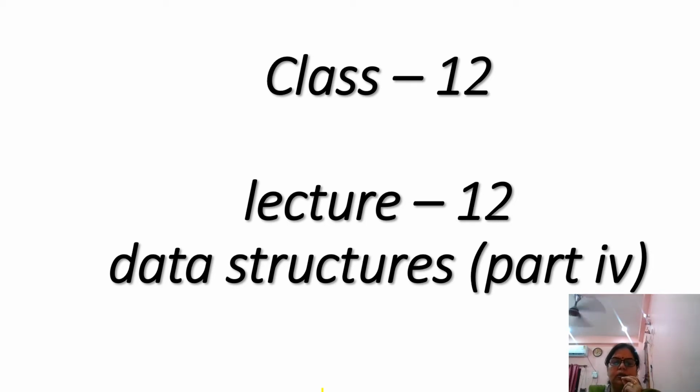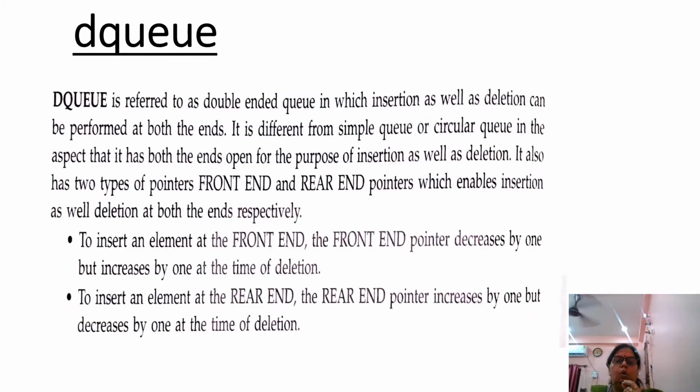Hello students, now we are going to proceed with our lecture on queue, in data structure, in which we were studying about the queue. We have studied simple queue, circular queue, and now we are going to study about the DQ. What is DQ? DQ is referred to as double-ended queue. Means it is double-ended queue.